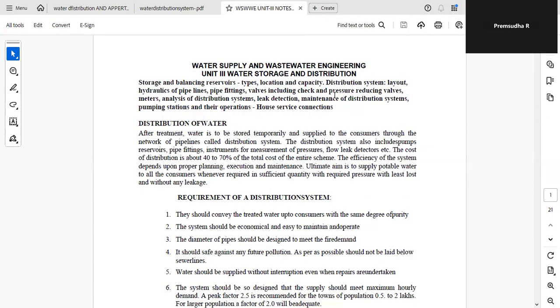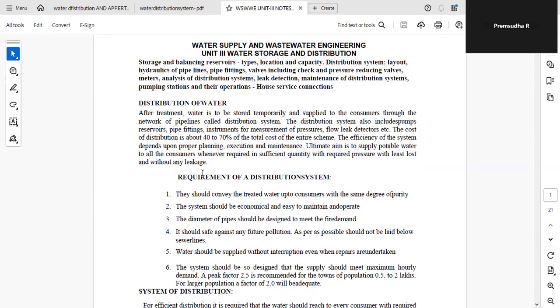Good morning students. Today I am going to start the third unit, water storage and distribution system. Here you can see in this syllabus: storage and balancing reservoir, types, location and capacity, distribution system, layout, hydraulics of pipelines, pipe fittings, valves, including check and pressure reducing valves, meters, analysis of distribution systems, leak reduction, maintenance of distribution system, pumping stations and their operation, house service connection.